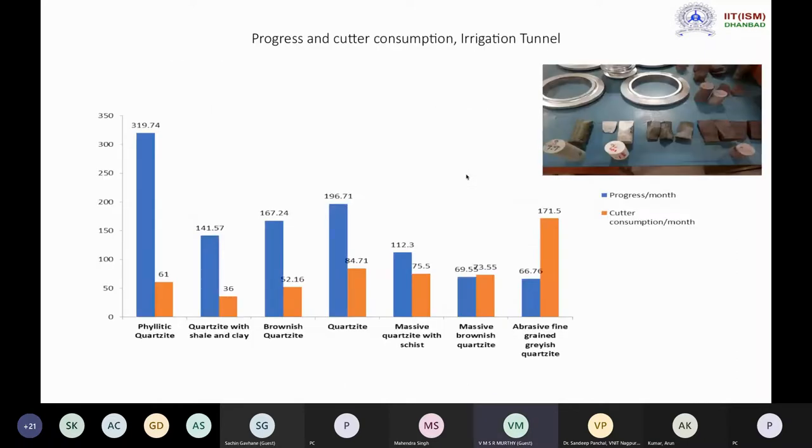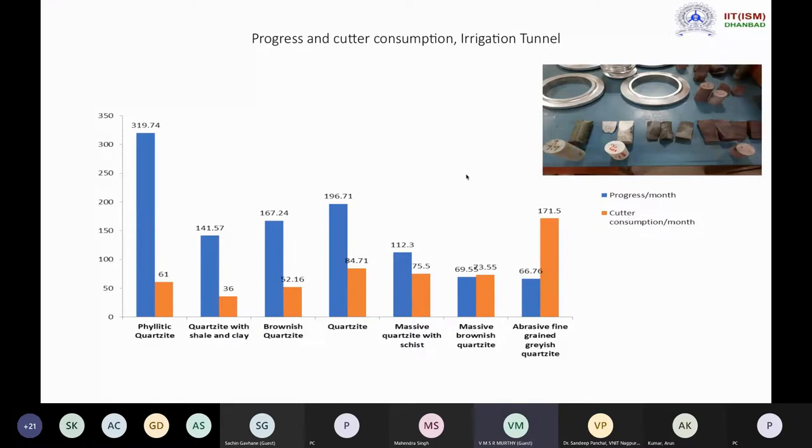And then I quickly take you to the Veligunda project, where this irrigation tunnel is being driven. We had an opportunity to investigate these rocks. You can see these are various varieties of quartzite, all a combination of quartzite. This is in the Kadapa area in Andhra Pradesh, in Prakasam district actually. They have very high cutter consumption and very low progress in some of the patches.